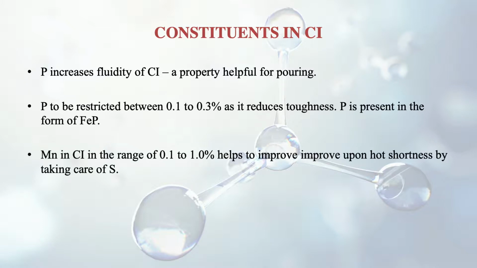Manganese in cast iron is in the range of 0.1 to 1%, and this helps to improve upon the hot shortness by taking care of the sulfur. So again, the manganese is helpful here, because it reduces FeS.